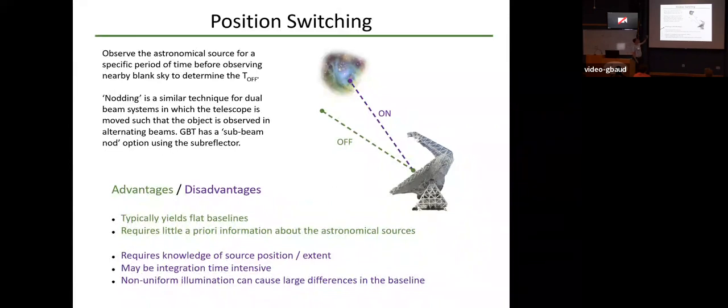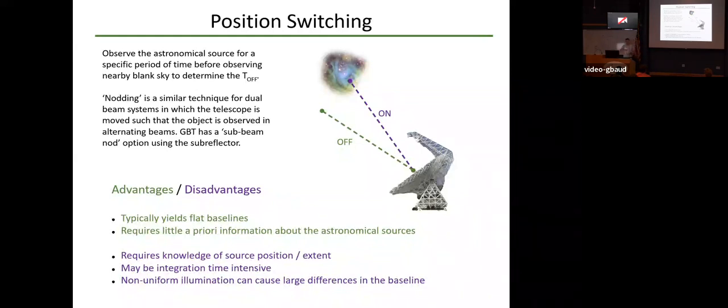But quickly, the advantages and disadvantages of position switching first. Position switching usually yields pretty flat baselines, and it doesn't require you to know very much about your source in advance. You need to know a little bit about the region around the source so that you're not going from your object into another bright object. But you can do that by looking at sky catalogs or maps from interferometers or single dishes of what the environment around your object looks like.